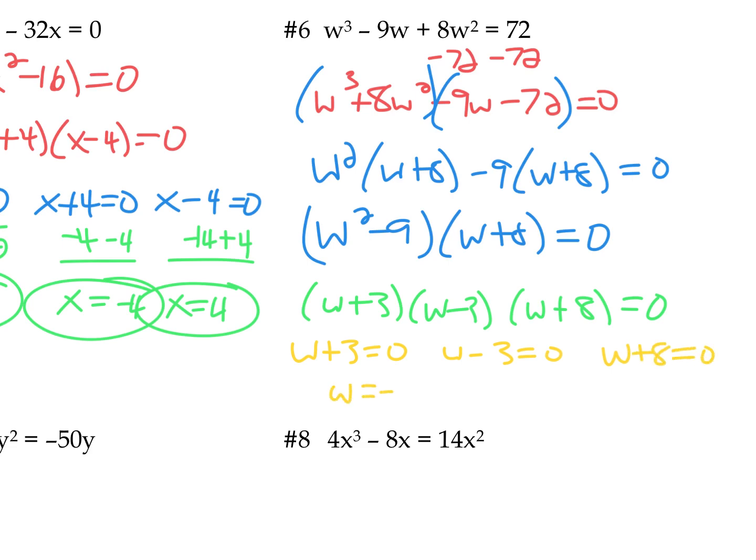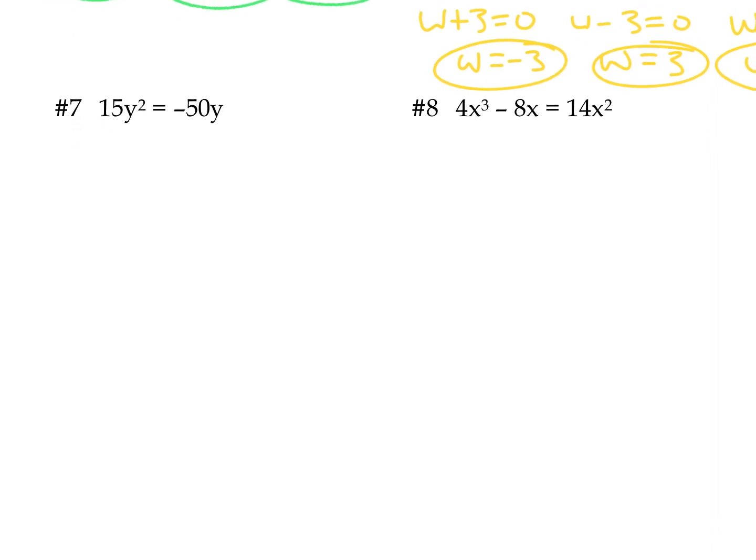Subtract 3 on both sides, w equals -3. Add 3 to both sides, w equals 3, and subtract 8, -8. And I've got my 3 answers then, -3, 3, and -8. All right, and number 7.